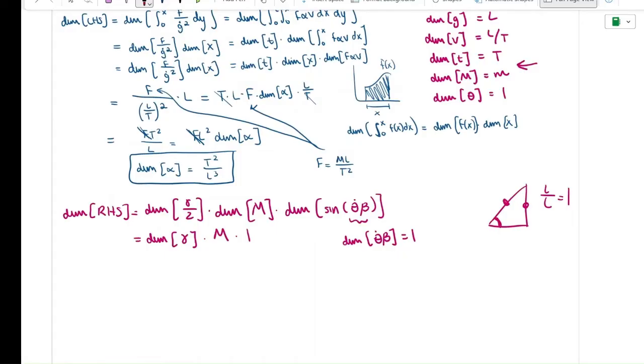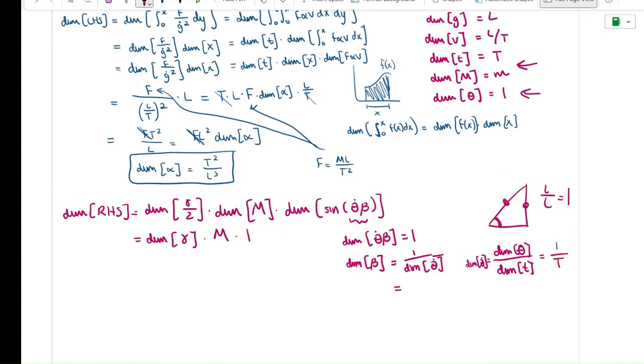So this means that theta dot beta has to have dimension of 1 as well. So we know that dimension of beta equals 1 over the dimension of theta dot, just from algebra. Now we know the dimension of theta is equal to 1, so the time derivative of that is just going to be the dimension of theta divided by the dimension of time, right? So this means that the dimension of theta dot equals 1 over time.